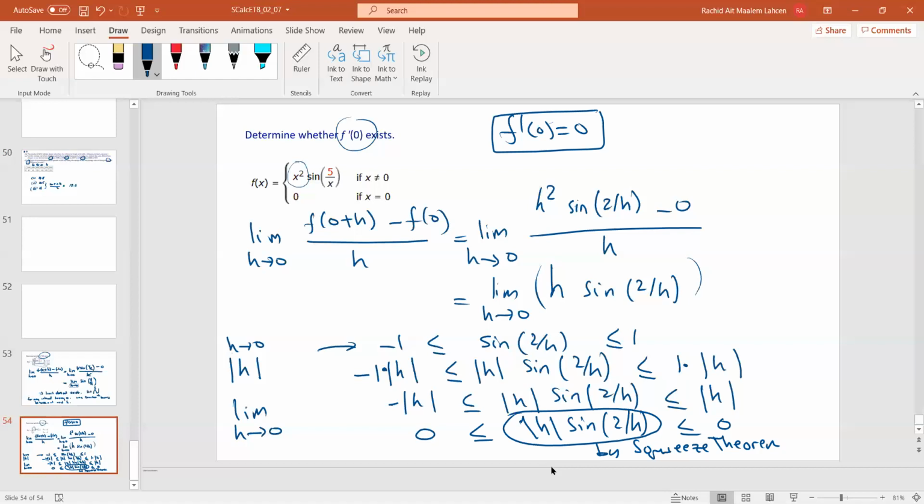And maybe I should just do it here since we don't have space. And since h is approaching 0, the absolute value of h doesn't matter there, and the quantity there is going to be 0 because it is between 0 and 0 by the squeeze theorem. Cool, thank you.